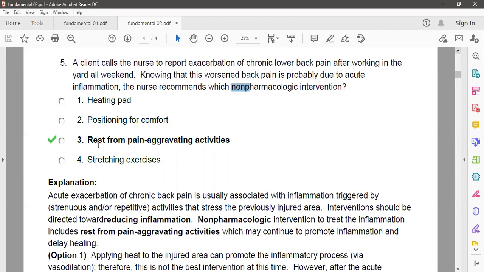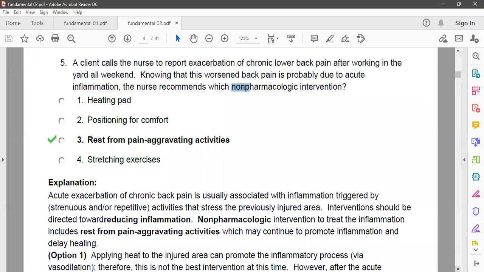Questions two and three: position is good, but better right away is rest from the pain-aggravating activities. So I say when you take a good history from the patient, you ask them, can you tell me what activities you do that increase your pain? And can you tell me what activities you do that reduce your pain? So aggravating factors and relieving factors. So you tell the patient to stop the aggravating factor, right? First priority.